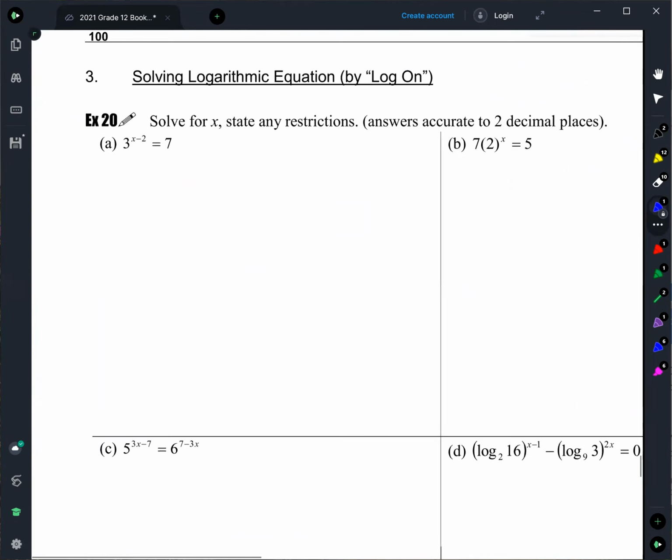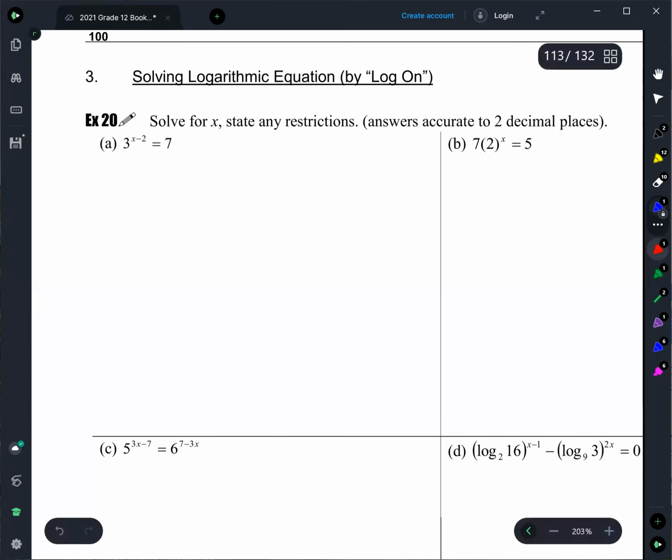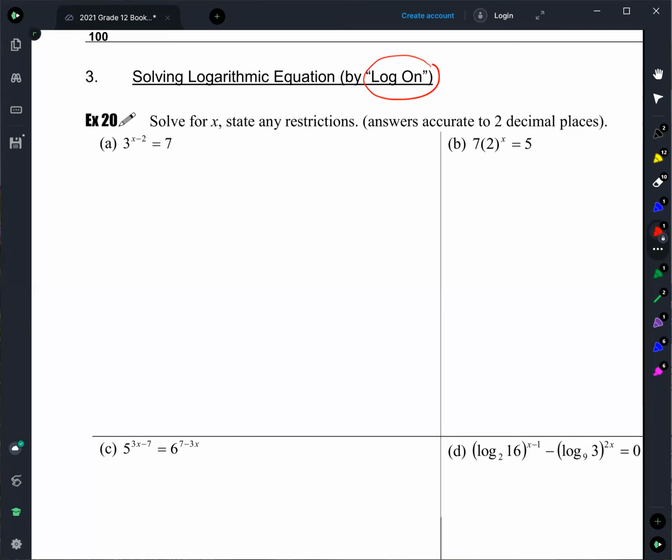Okay, then next one we're gonna look at an equation as well, but this time the equation doesn't have any log. Okay, so if it doesn't have any log, then we can just log on to create the log. Okay, we've seen log on before when we were doing some proving, right? So this is called solving the log equation by log on. Okay, because it doesn't have log, so we put the log on.